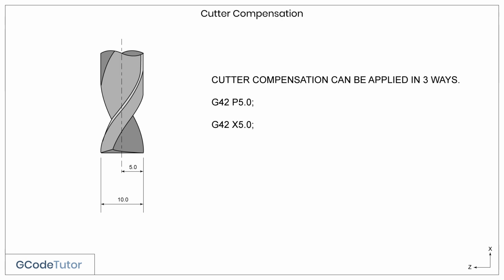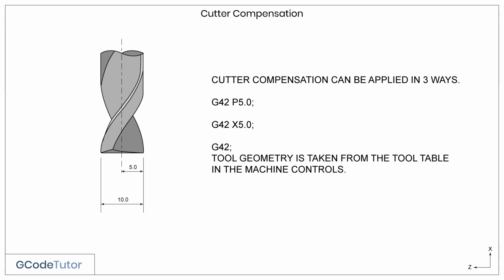On some machines, it's also common to use an X value in the place of a P value. So this can also be written as G42 X5.0. Depending on the machine controls, it's best to check with the operator's manual to see which statement is preferred for your particular machine.